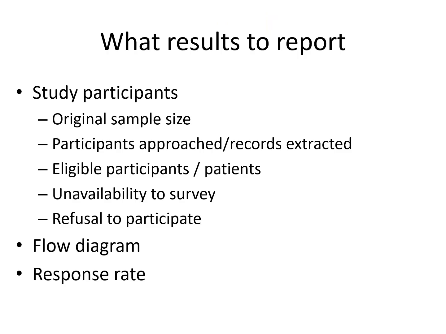So when reporting results, you should begin by describing the study participants. Report the original sample size, how many participants were approached, how many were eligible, how many refused, and how many were finally included in the analysis. You should also calculate and report a response rate. This gives the reader a clear picture of the study process and allows them to judge how representative the sample may be, and it allows you as well to reflect on, for instance, selection bias.